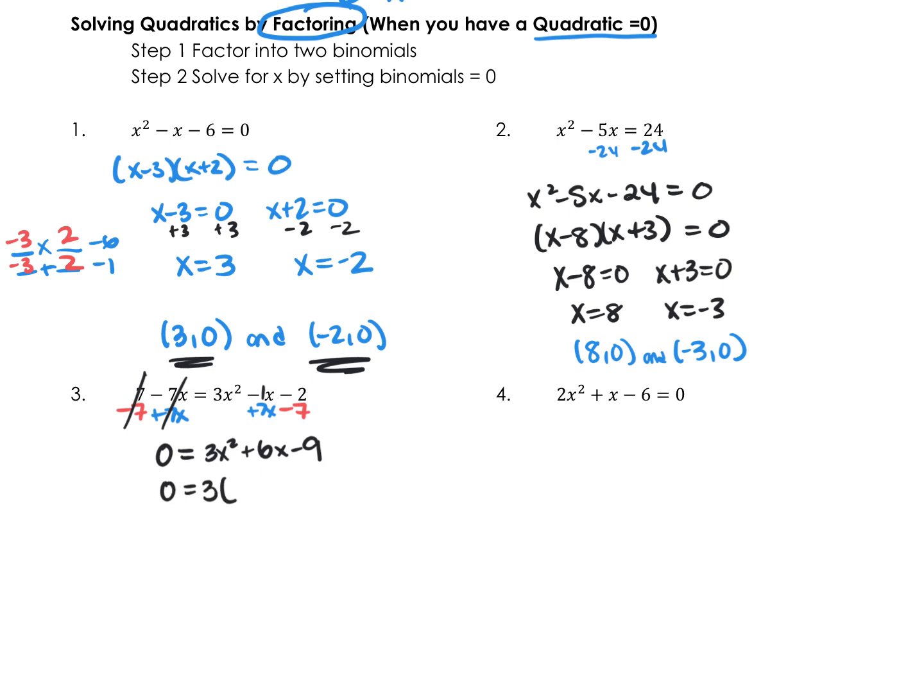So we write it down in front, and then we write what's left in the parentheses. So we'll have an x squared left when we take 3 out of this. 6 divided by 3 will leave us with a 2x. And 9 divided by 3 will leave us with a -3.